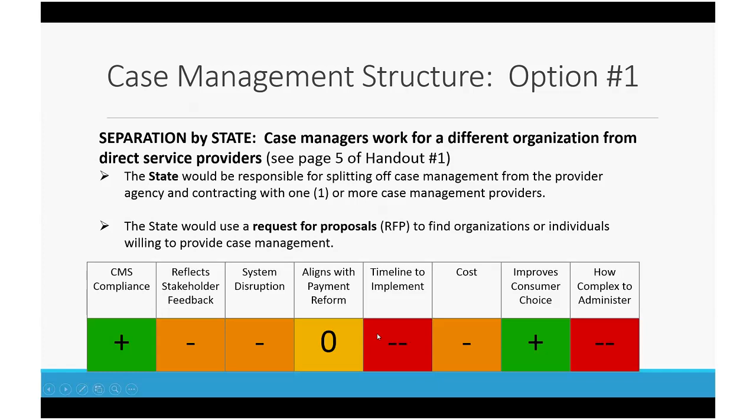So again, just thinking about the options, what you want to think about when you provide your feedback to us is looking at each option. And what we want to do is hear from you what you like about each option. So in thinking about option number 1, which is having the state separate case management from the direct services providers and creating new case management organizations to provide case management, we would like to hear from you about what you like about that idea. In addition, we ask for your feedback around any concerns you have about separating case management from direct services providers.